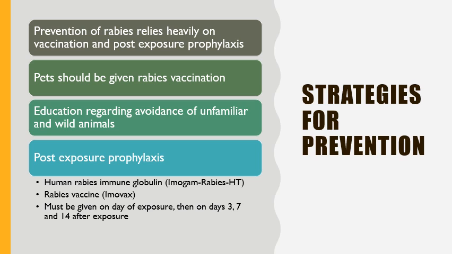And then right here is the post-exposure prophylaxis. That would include the human rabies immune globulin, Imogam Rabies-HT, and the rabies vaccine Imovax. So you would give the rabies immune globulin with the rabies vaccine on the first day of exposure, and then you would give the rabies vaccine again on days 3, 7, and 14.